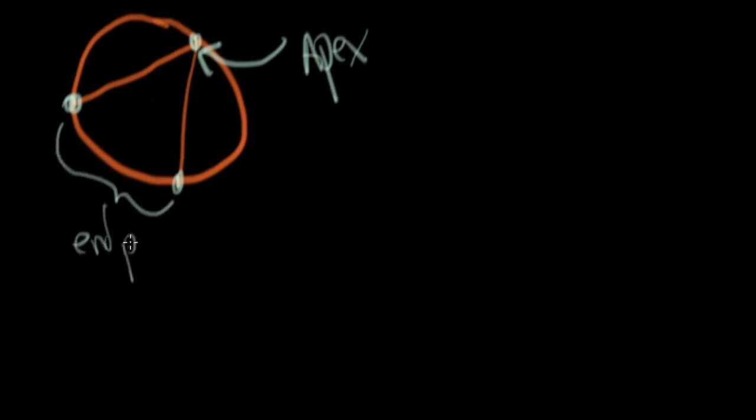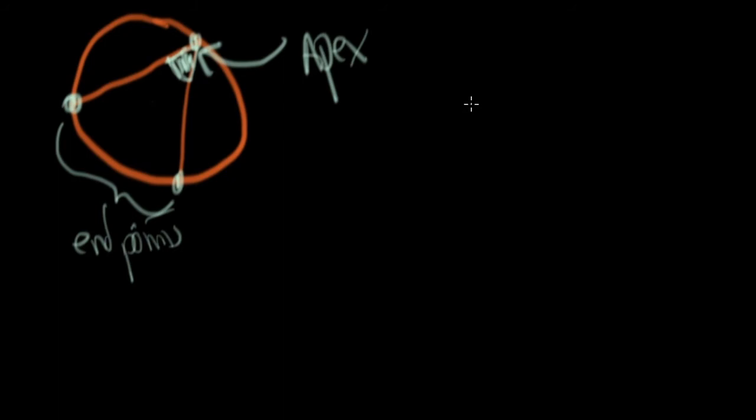This point right here, this one right there, that's called the apex. And the other points are called the endpoints. So these two points here are called the endpoints. And of course, we make an angle right here. Well, we're going to talk about some different angle laws that happen with circles.